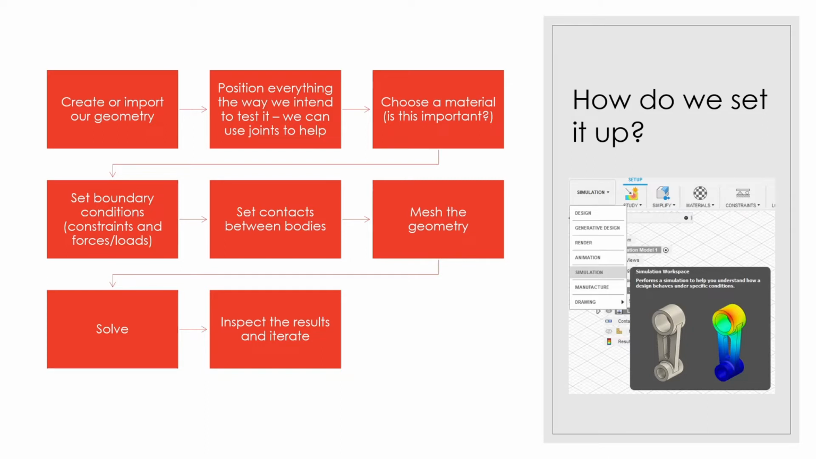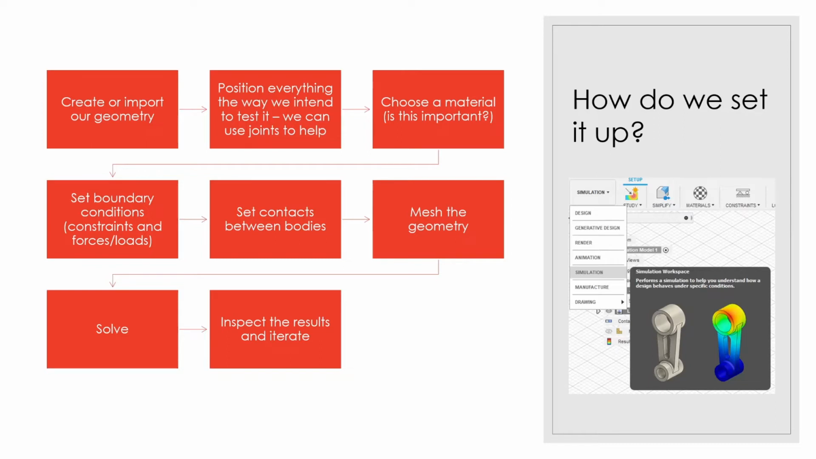It's easy to get material properties for steel. Set your boundary conditions. Boundary conditions are things like constraints, forces, loads, everything that's sort of constraining or putting boundaries on how this solution will be solved. You can set contacts between the bodies. So I'll show you shortly in this small example that I've got how that works.